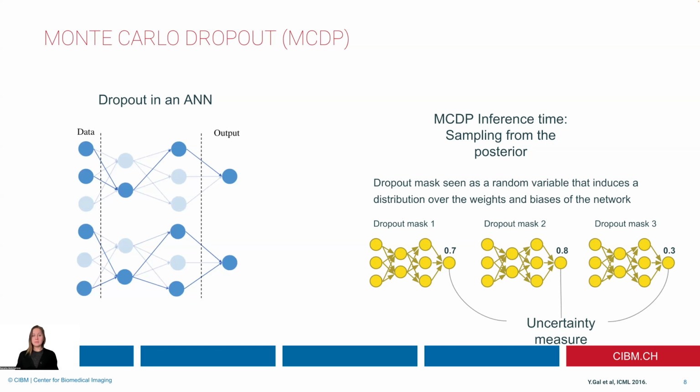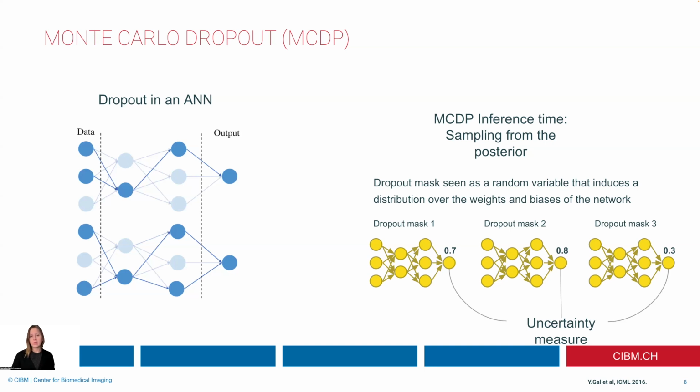Going to the inference time, we'll run the inference on this network with dropout turned on for n iterations. Each iteration will correspond to a different subset of neurons that are dropped out. Thus, the final prediction will be different for each of these dropout masks. Given these outputs, quantifying the spread in the predictions, we'll be able to estimate the uncertainty. The key insight behind the Monte Carlo dropout is that the dropout mask can be seen as a random variable that induces a distribution over the weights and biases of the network.